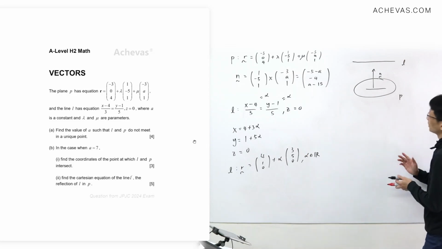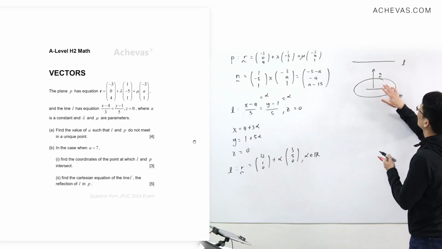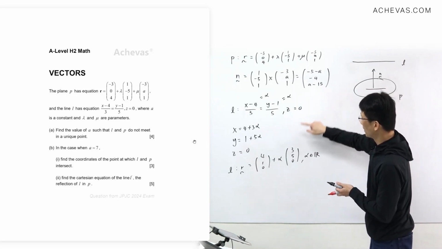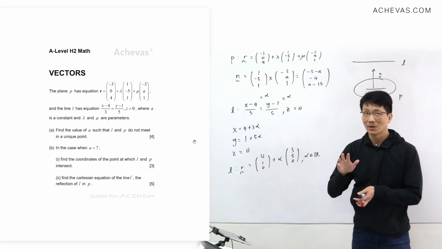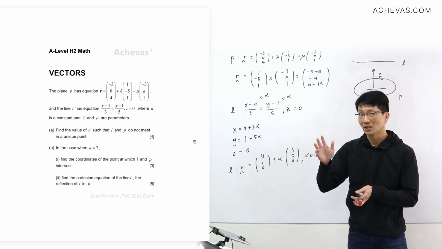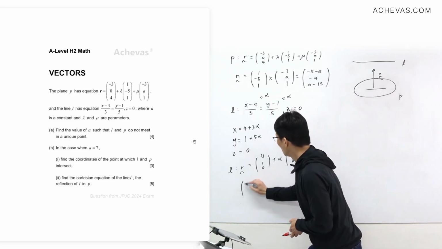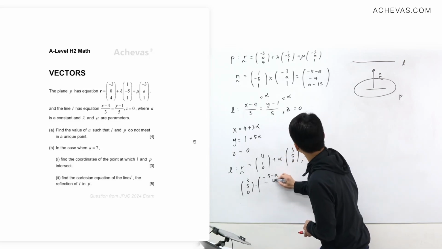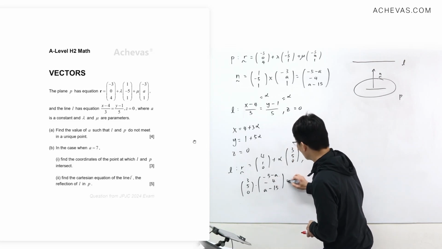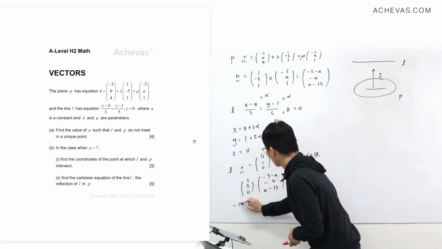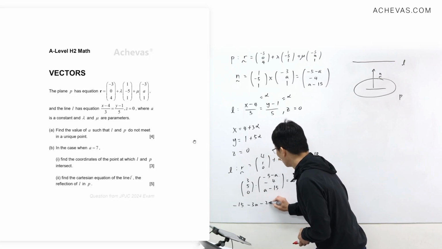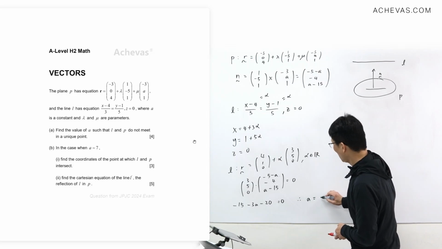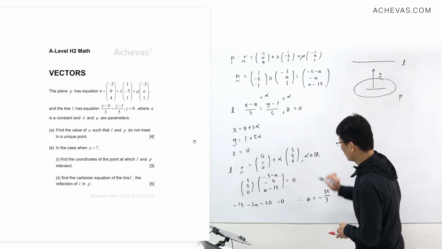Alright, then we can observe from the diagram that the normal of the plane will be perpendicular to the direction. That means to say, this will be perpendicular to this. And we know that if two vectors are perpendicular to each other, when we dot them together, we should get 0. So we'll be using (3, 5, 0) dot (-5 - a, -4, a - 15) equal to 0. Dotting out, I get -15 - 3a - 20 equal to 0. Therefore, solving for a, I will get a equal to -35/3.